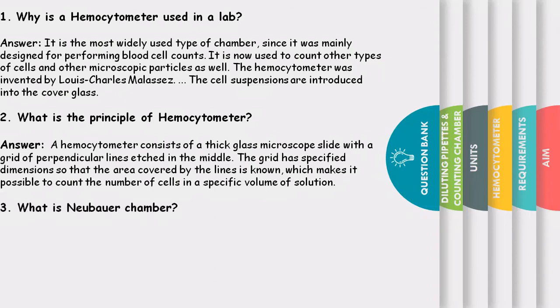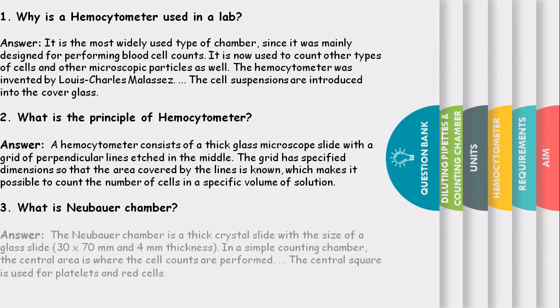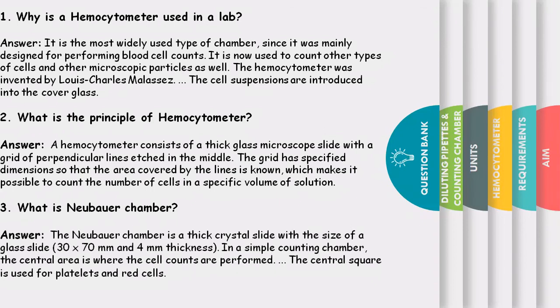Next question. What is a Neubauer chamber? The Neubauer chamber is a thick crystal slide with the size of a glass slide, which is 30 by 70 millimeters and 4 millimeters thick. In a simple counting chamber, the central area is where the cell counts are performed. The central square is used for platelets and the red cells. Now these types of questions are asked for viva.